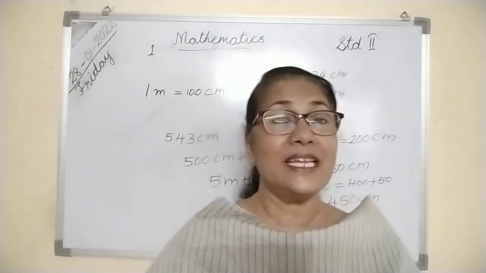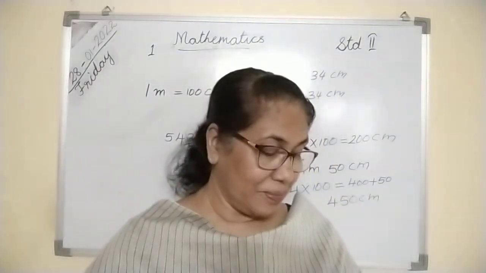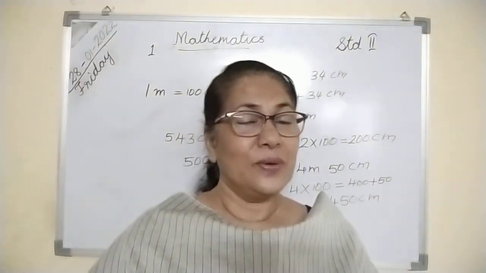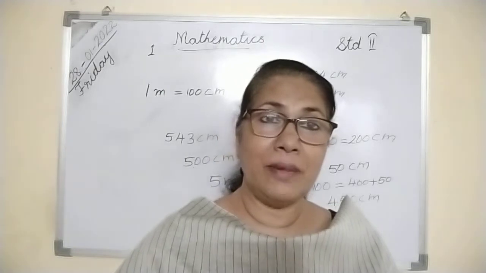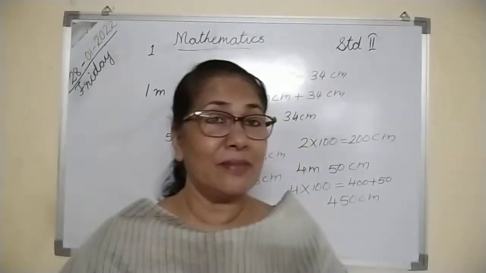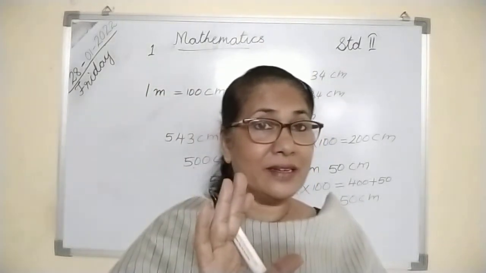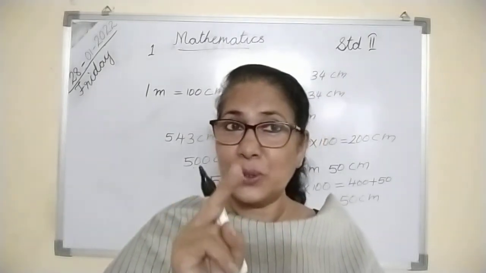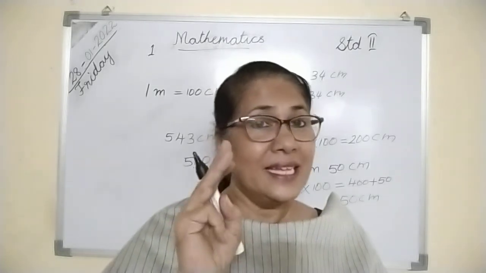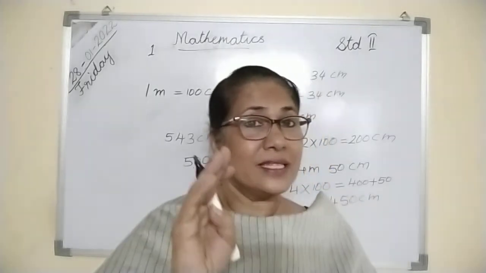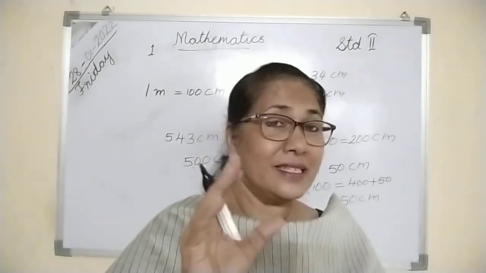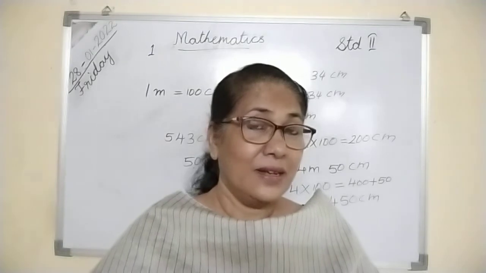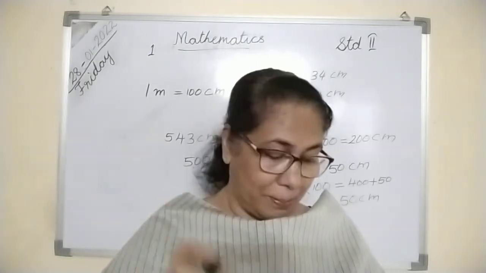Next one, write in meters. You have to write that in meters. Here it is given 500 centimeters. So 500 centimeters make how many meters? 500 centimeters make 5 meters. In 1 meter there are 100 centimeters. So in 2, 200, 3, 300, in 4 meters, 400, 5 meters, 500. So write that 5 meters. For meters you use small letter m.